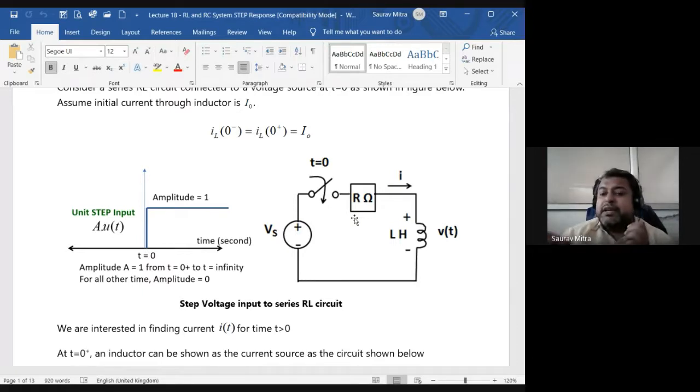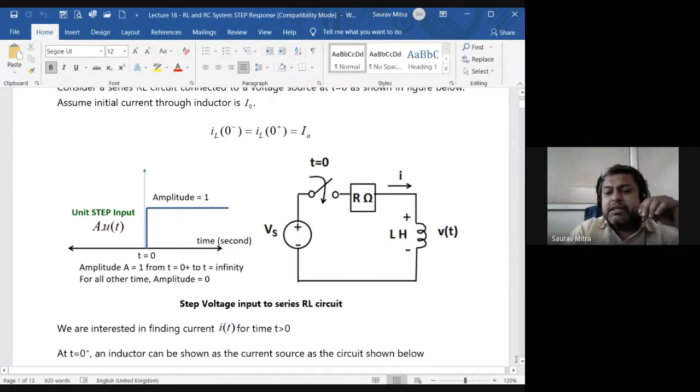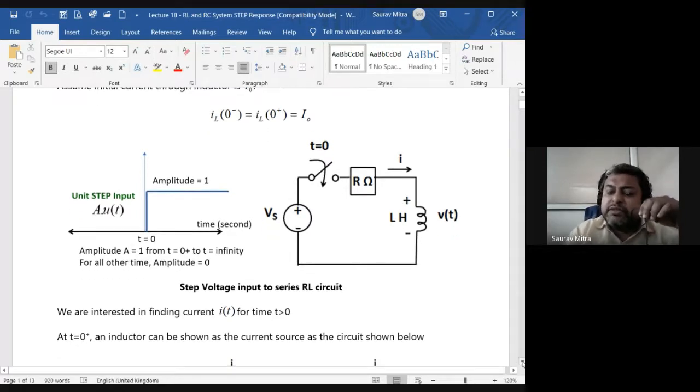And if capital I0 is 0, in that case it is called the initially relaxed condition. Whenever all the initial conditions are 0, it is called the initially relaxed condition. But we can generate the graph for initial condition 0, and we can generate the graph for initial condition non-zero. And this I0 value is very small actually. I0 value can be 2 milliampere. Actually 2 milliampere is a very big current in electronics, so the I0 value is generally very small.